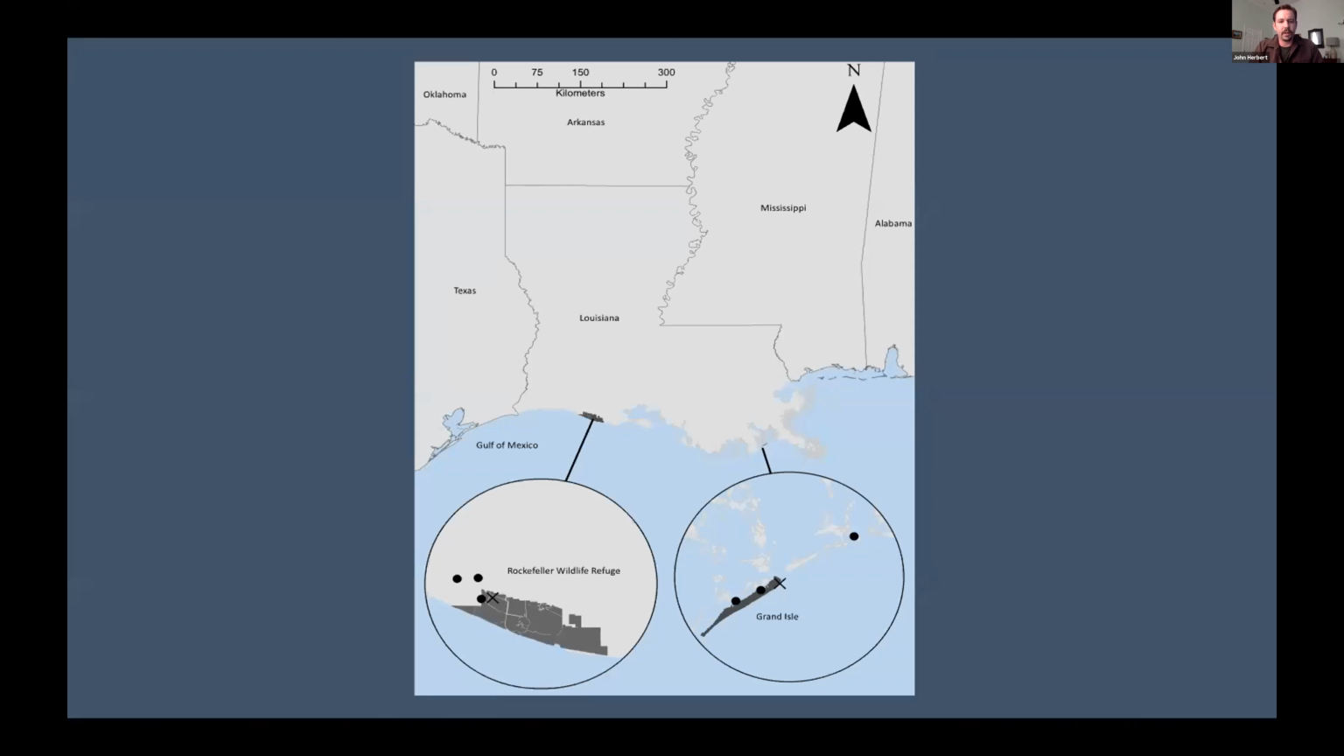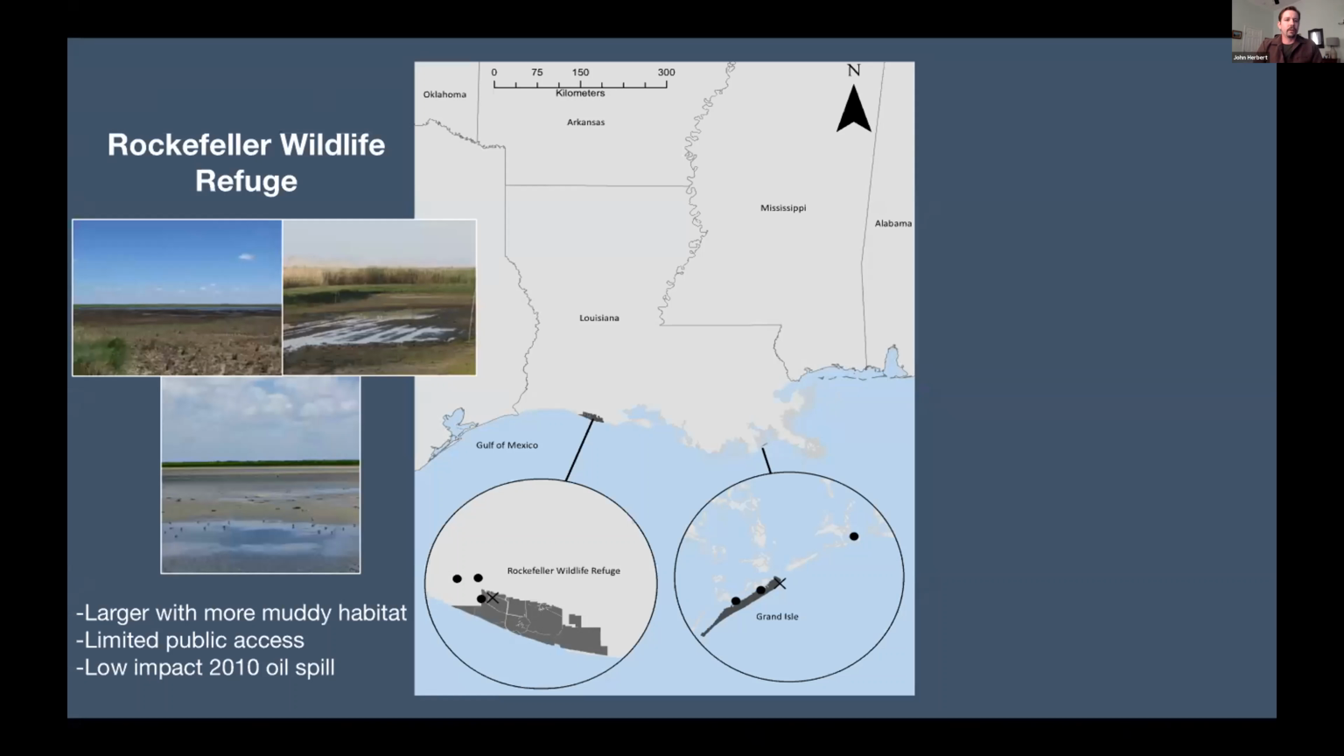So here we're zooming in on our study sites on coastal Louisiana at Rockefeller Wildlife Refuge and Grand Isle. These are sites that are directly on the coast of the Gulf of Mexico. At Rockefeller Wildlife Refuge, this is a refuge managed by the Louisiana Department of Wildlife and Fisheries. It's a larger habitat compared to Grand Isle, a lot of muddy habitat. These impoundments are managed for waterfowl, but they're drained in the spring, creating these nice mud flats that are used extensively by shorebirds. There's limited public access. And additionally, it had a low impact from the 2010 Deepwater Horizon oil spill.